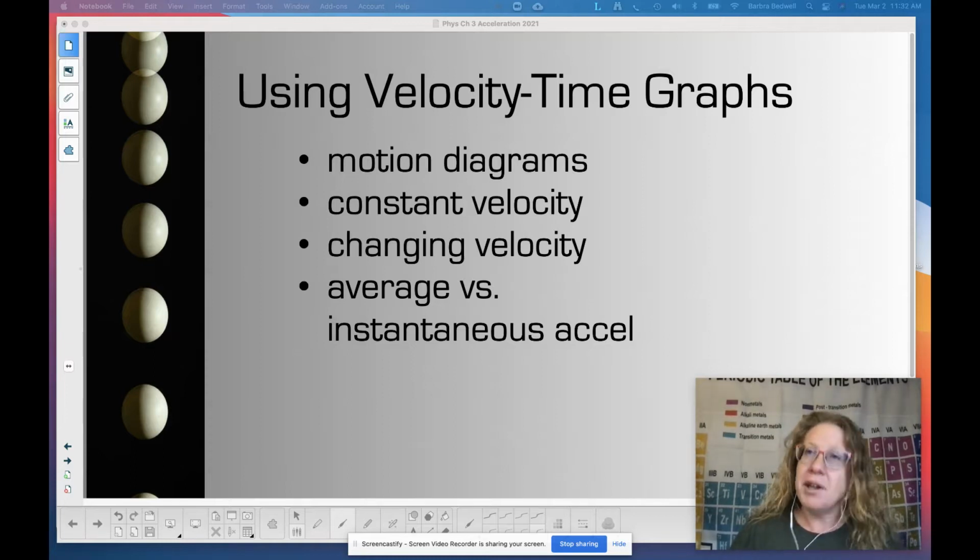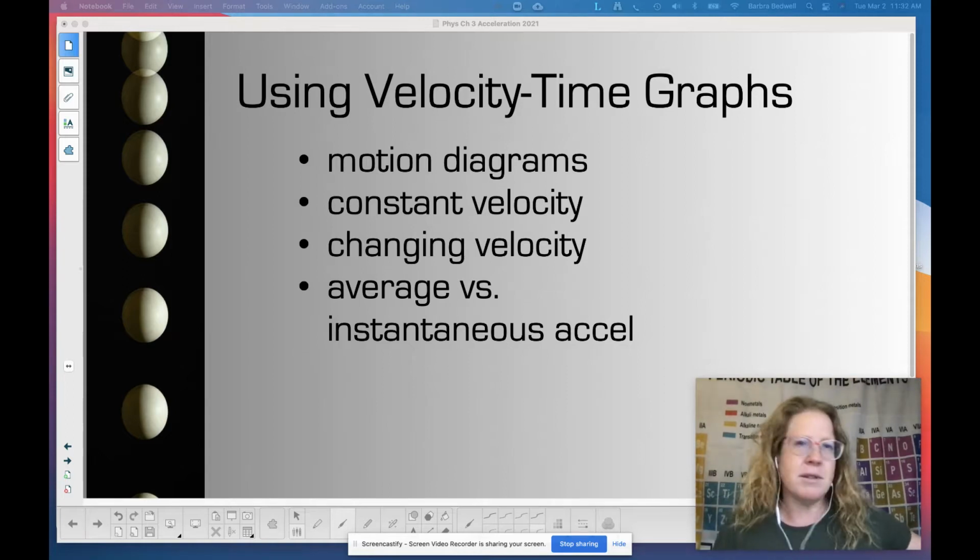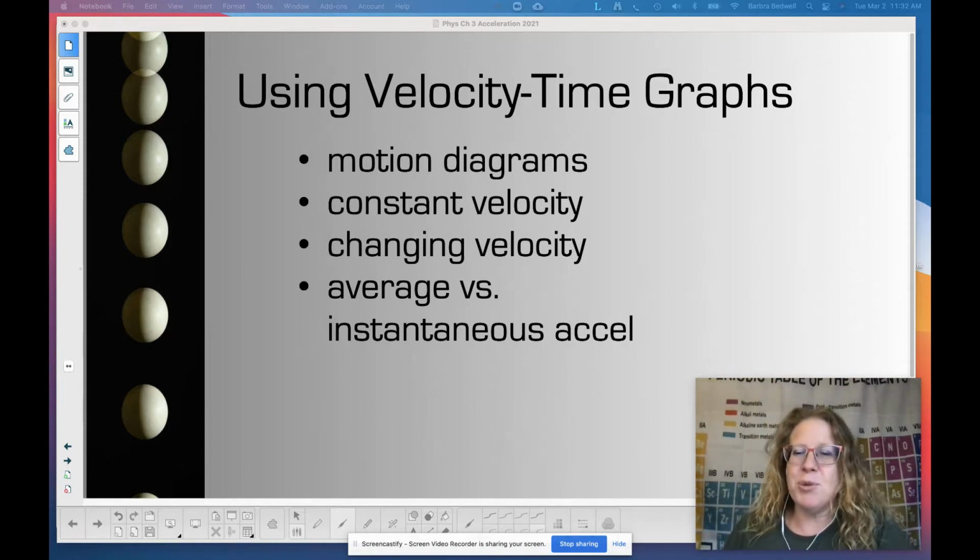There will be a later video in the series where we look a little bit more in depth into interpreting different shapes and types of VT graphs. So again, this is just an introduction to some of the items when we set them up and how to do some basic interpretation of them.